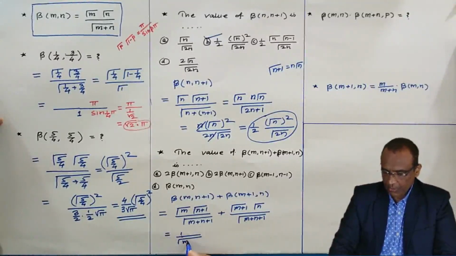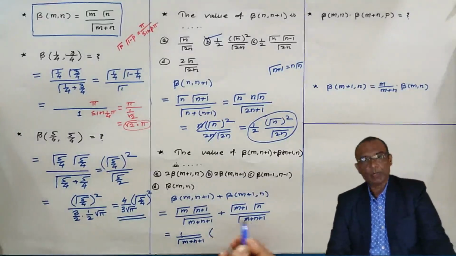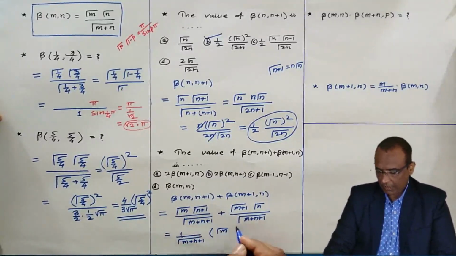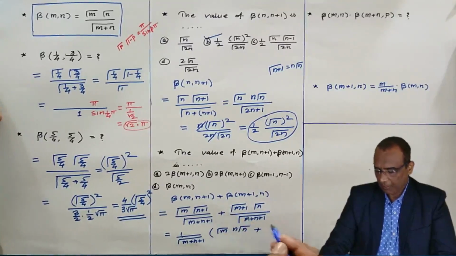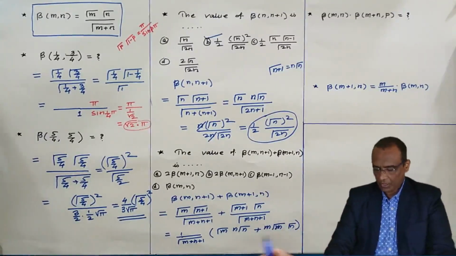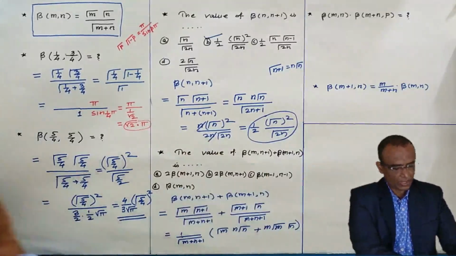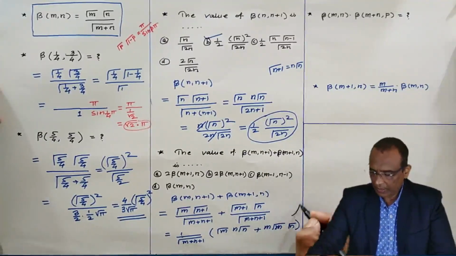Now gamma m plus n plus 1 is common. This denominator I have taken common, and in the numerator gamma m, gamma n plus 1 is n gamma n, plus gamma m plus 1 is m gamma m, and gamma n is as it is. Now what is common here? This step I am writing here. Okay, I am going to change the ink now.